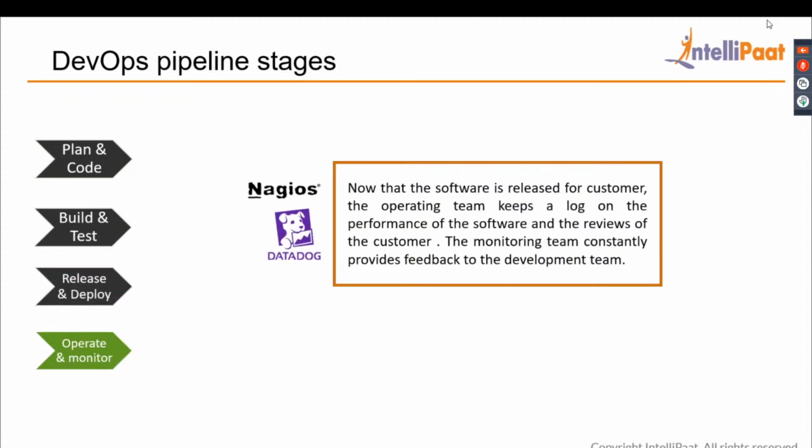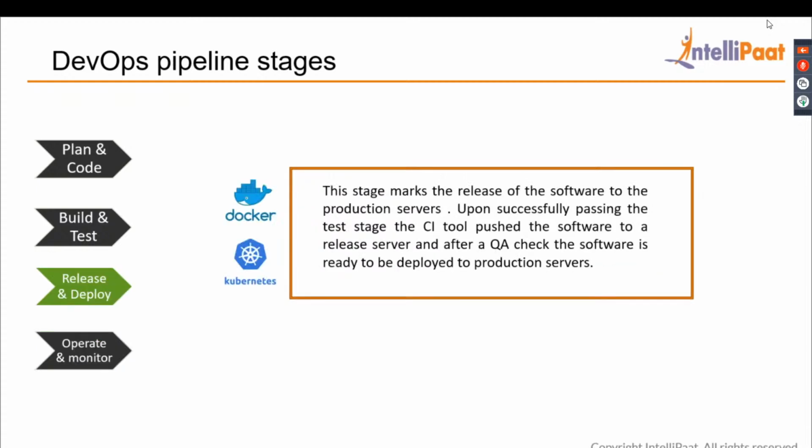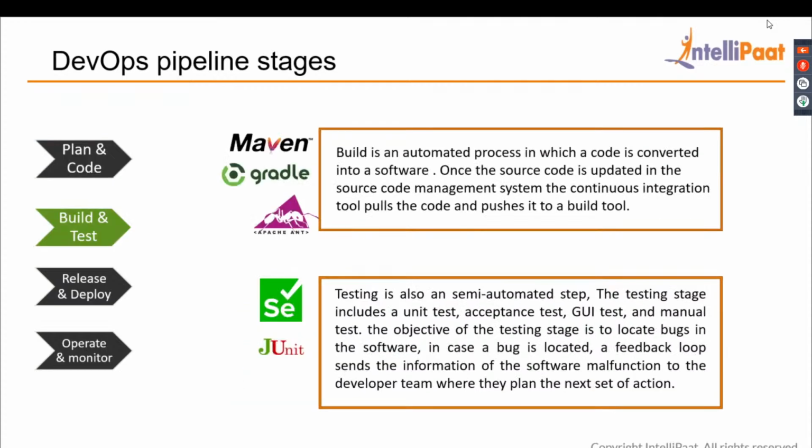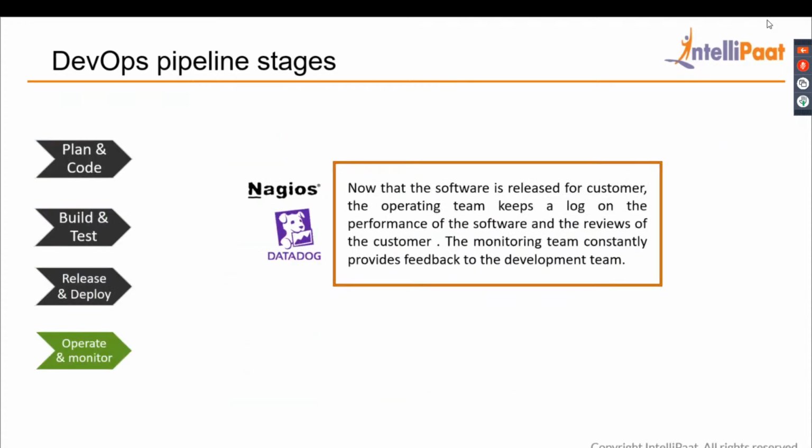And then you have Nagios and Datadog. These are monitoring tools, and they monitor the application which is already created and provide feedback to the developer. They provide all kinds of feedback, and the developer checks what the bugs are, what things have to be changed, and which things have to be improved, and then makes the changes, and it all goes back to the planning and coding stage. So this is where the DevOps engineer comes into play, who makes this complete process automated.